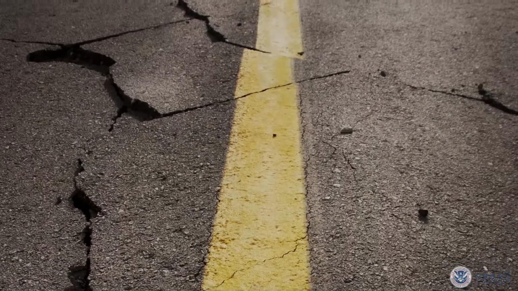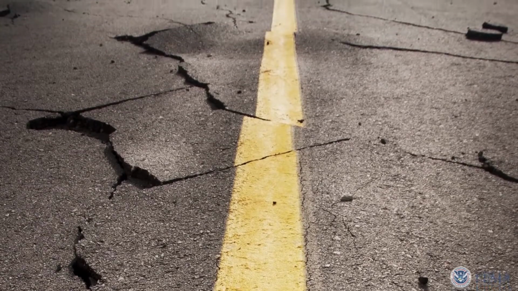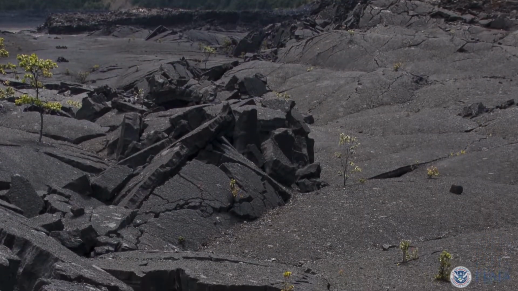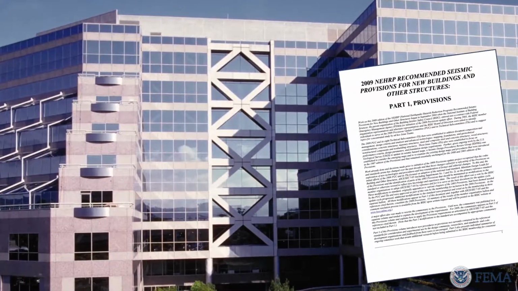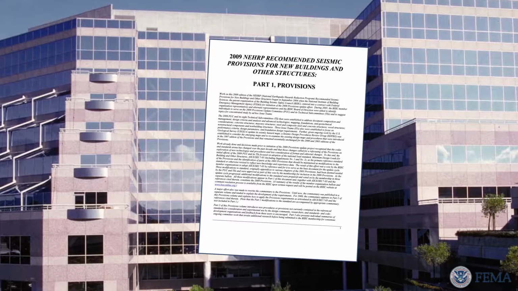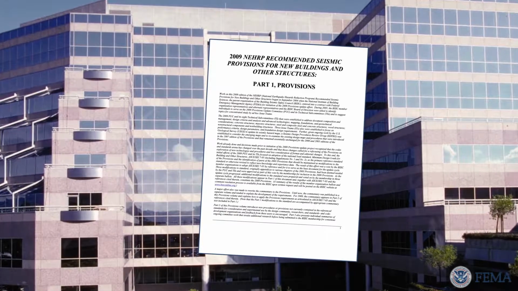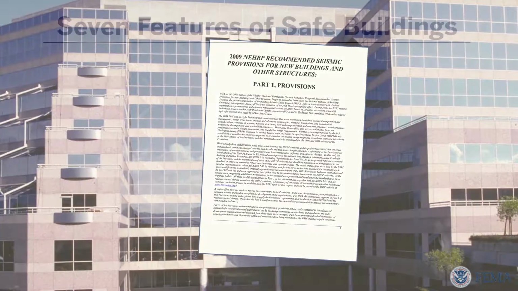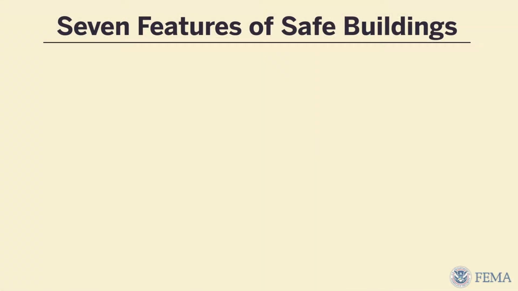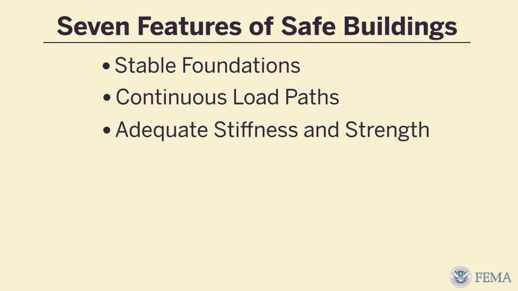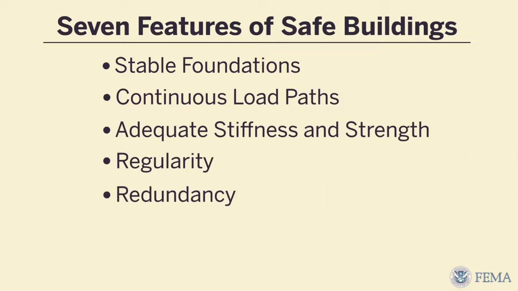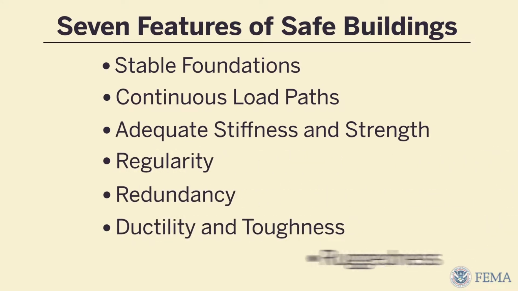Although nothing can be done to stop the occurrence of earthquakes, communities can lessen the loss of life and property through the implementation of proper design and construction techniques like those outlined in building codes and standards based on the NEHRP recommended seismic provisions. To recap, the 7 characteristics important to the design of buildings and structures to ensure that they will behave adequately in a strong earthquake are stable foundations, continuous load paths, adequate stiffness and strength, regularity, redundancy, ductility and toughness, and ruggedness.